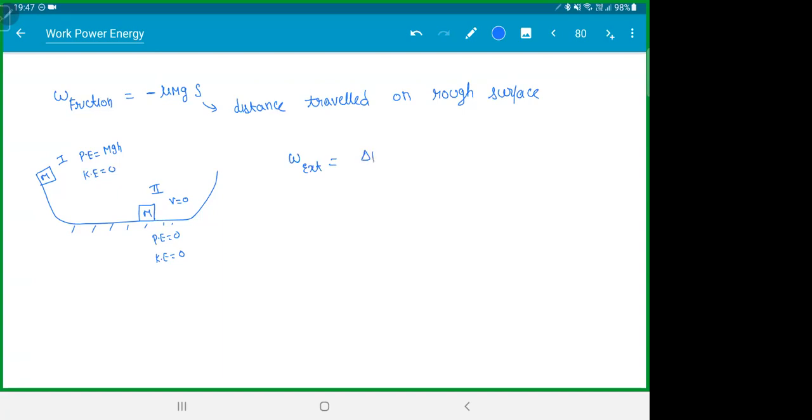Work done by external force is change in potential energy plus change in kinetic energy. So work done by external force is minus mu mg into s. Change in potential energy, final potential energy 0, initial potential energy mgh. Kinetic energy, finally 0, initially also 0. We end up with s is equal to h by mu. This is the distance traveled by the block on the rough surface. Here h is given as 7.5 and mu is given as 0.2. So this would be 37.5 meters.